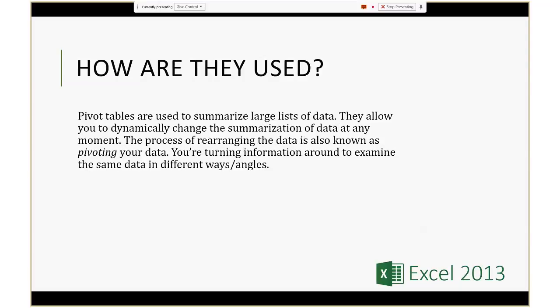So how are they used? Again, I have here large lists of data, but even if you have a small list of data, pivot tables can be really useful. As I mentioned before, they allow you to dynamically change how you're summarizing the data that you're looking at. Sometimes it's called pivoting your data, because you're turning the information around and viewing it from different angles so that it starts to make sense, and you have a summary and generate meaningful reports so that people can see where they're spending money, if they're doing sales, how your research is coming out, that sort of thing.